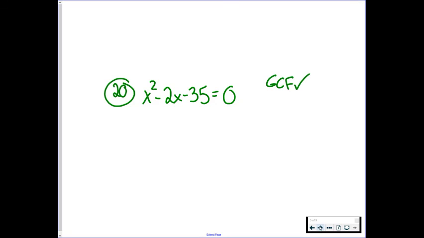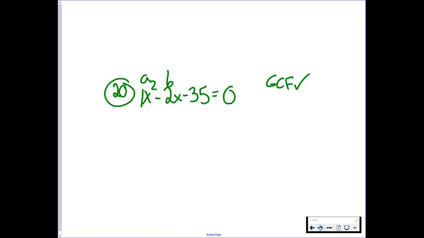The last question on your test review gives us the equation x squared minus 2x minus 35 equals 0. This equation is already solved for 0, it's set equal to 0. And we don't have a GCF. So GCF, there is none, because there's not an x that they have in common, and 1, 2, and 35 are not divisible by any other common factor except for 1. And dividing something by 1 doesn't do anything, so no GCF to pull out.